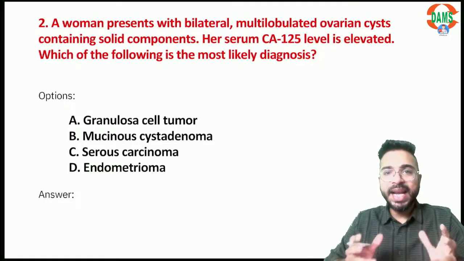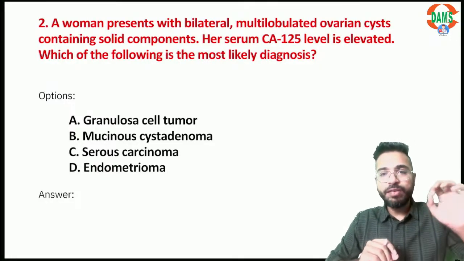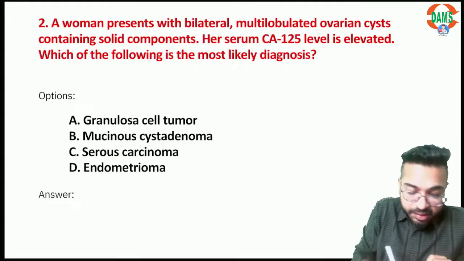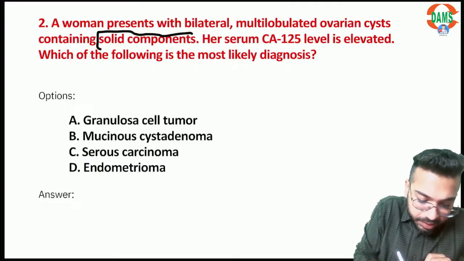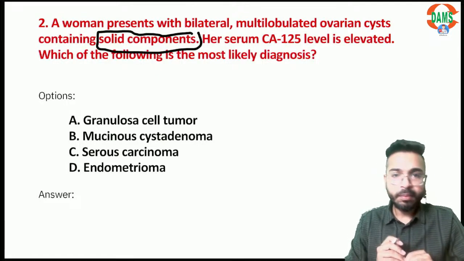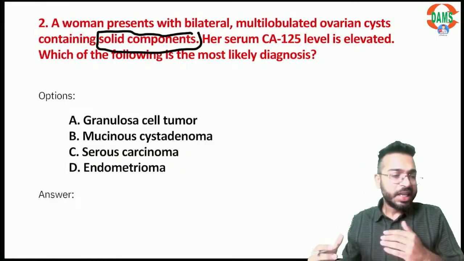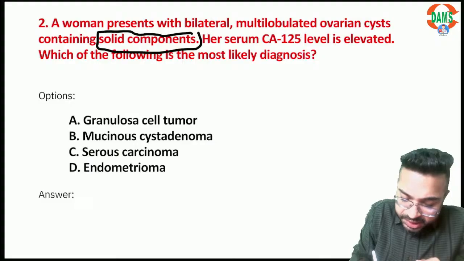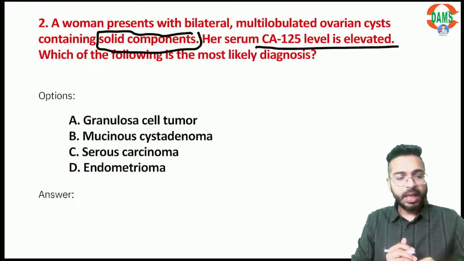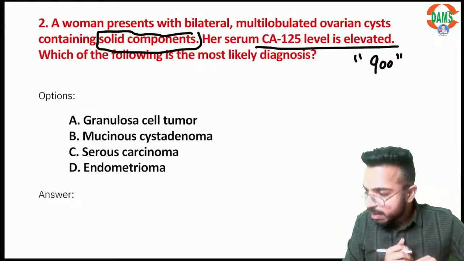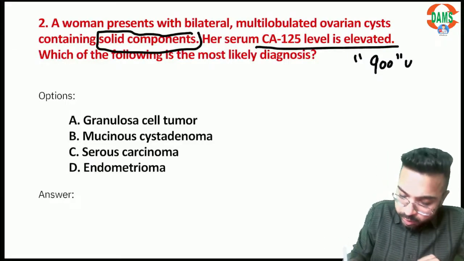A woman presents with bilateral multilobulated ovarian cysts. But this time, the cyst consists of solid components. Guys, solid means, write it down for me, benign or malignant? When they say solid components, it is more in favor of malignancy. Then her serum CA-125 was elevated. If I am not wrong, they wrote 900 units per ml.